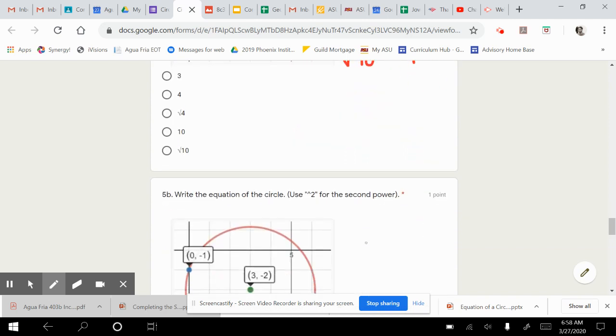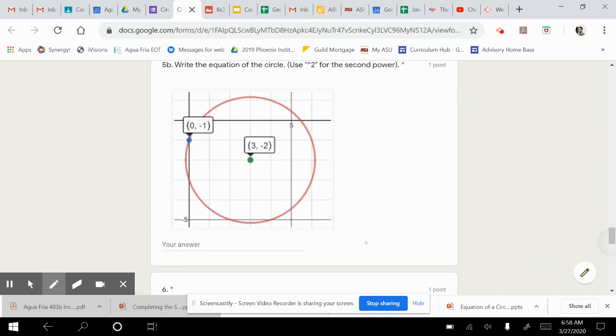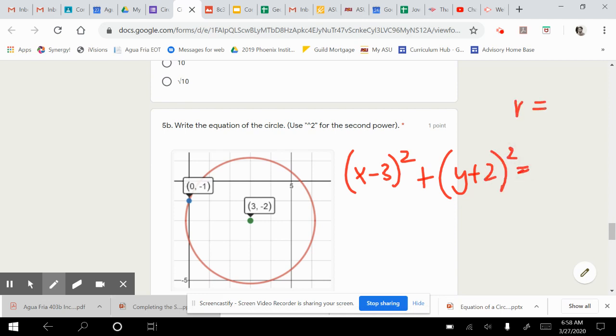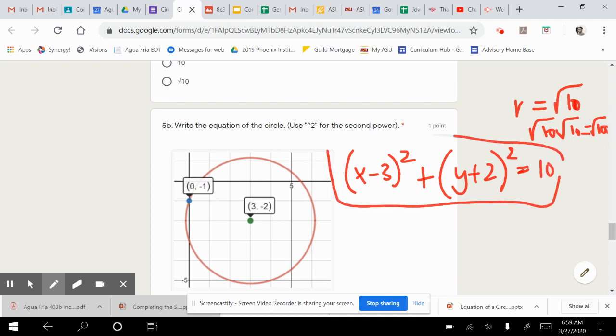Okay, one more here. Now to write the equation, I just want to go over this one more time because this one was a little bit commonly missed. Remember, to write the equation, we have to flip the signs of the center. So x minus 3 squared plus y plus 2 squared. And then because my radius was square root of 10 from the previous problem, I need to square that. So the radius squared would be the square root of 10 times the square root of 10, which is the square root of 100, which is just the number 10. So that's our answer there.